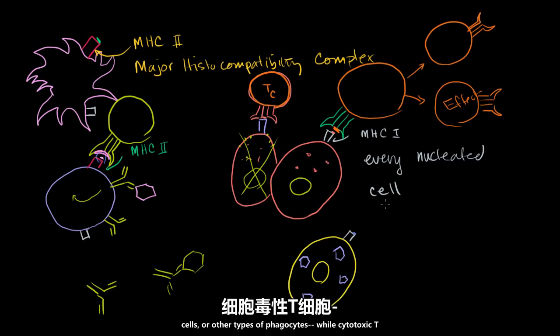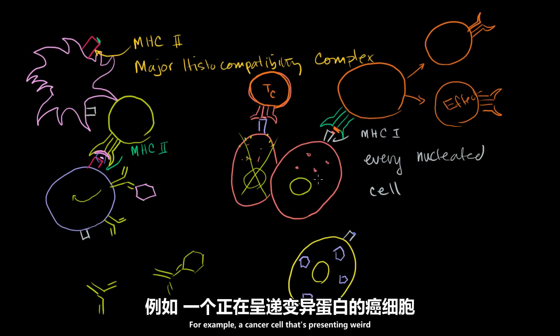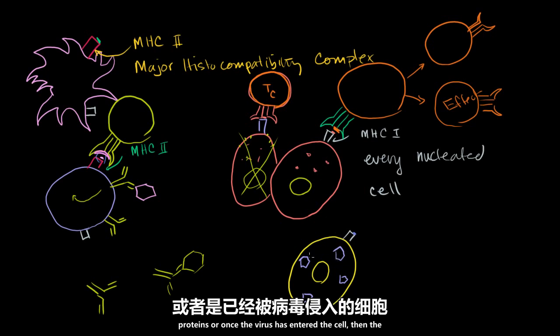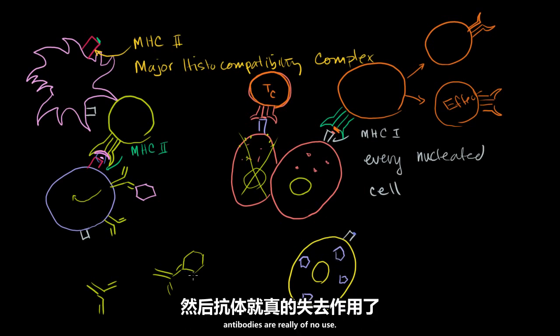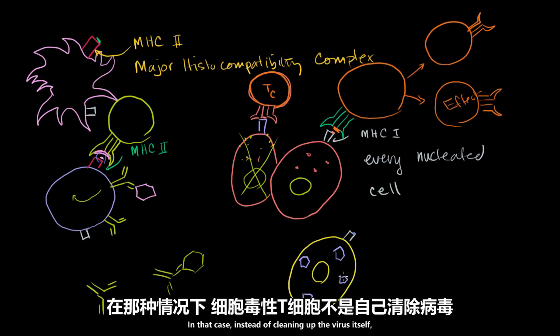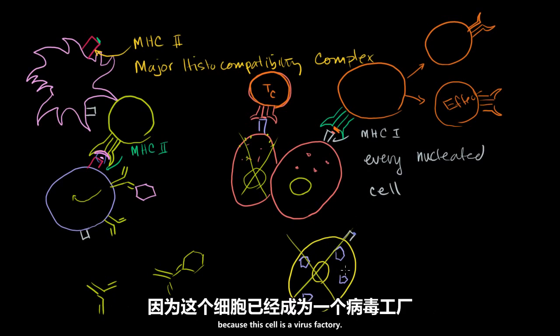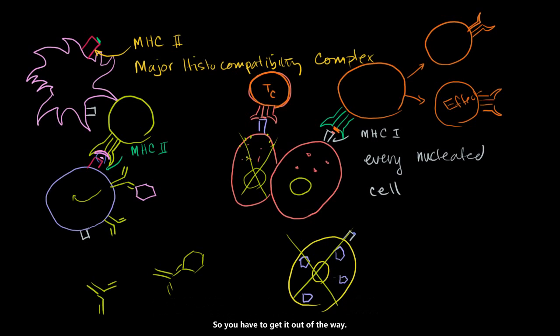While cytotoxic T cells are used to essentially kill cells that have gone awry. For example, a cancer cell that's presenting weird proteins, or once the virus has entered the cell, then the antibodies are really of no use. The antibodies aren't going to be able to get into those cells. In that case, instead of cleaning up the virus itself, a cytotoxic T cell will come here and just kill this cell, because this cell is a virus factory, so you have to get it out of the way.